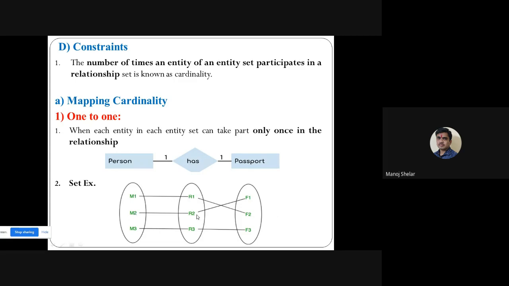M2 to R2 one-to-one relationship. M3 to R3 one-to-one relationship. R1 to F2 one-to-one relationship. R2 to F1 one-to-one relationship. R3 to F3 one-to-one relationship. Okay, this is an example of the one-to-one relationship in an ER diagram. It's a mapping cardinality. So a simple ER diagram here: person, passport, and a one-to-one relationship.